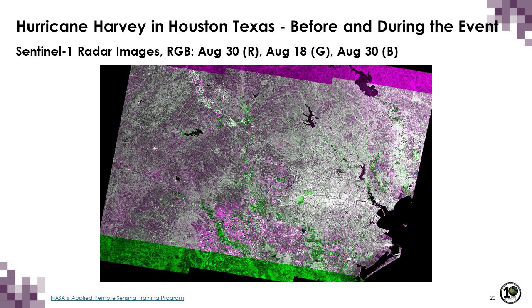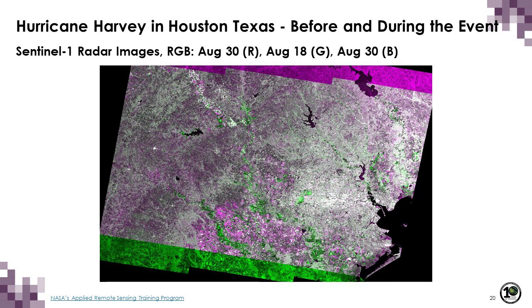Again, a great way to visualize the unique information content when you have several images is to create a false color composite through an RGB. Here I've used two images, one before and the other during the event. Channels R and B contain the during-the-event image from August 30th, while the green channel contains the before-the-event image from August 18th. The predominant color in an area means that the backscatter value for that area was higher in the image containing that color or combination of colors.